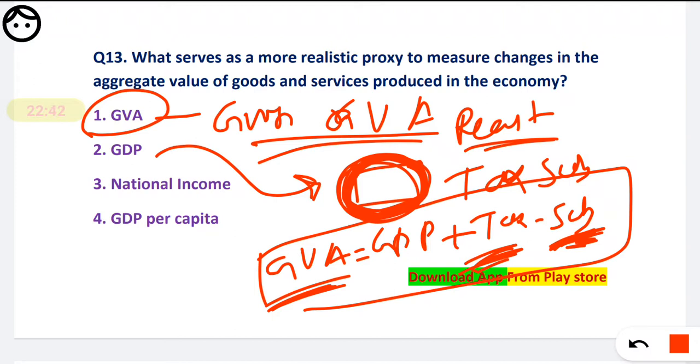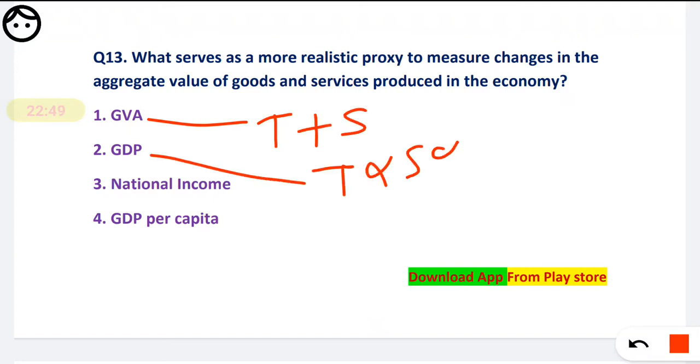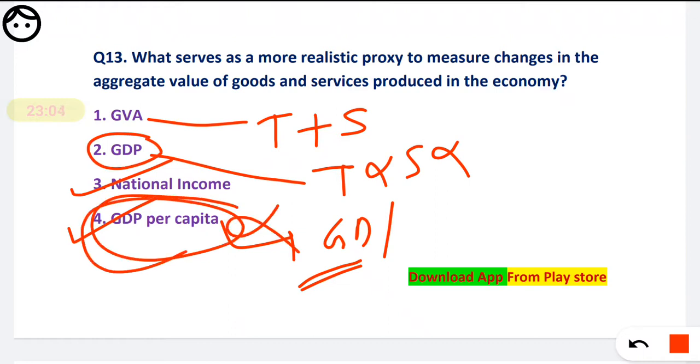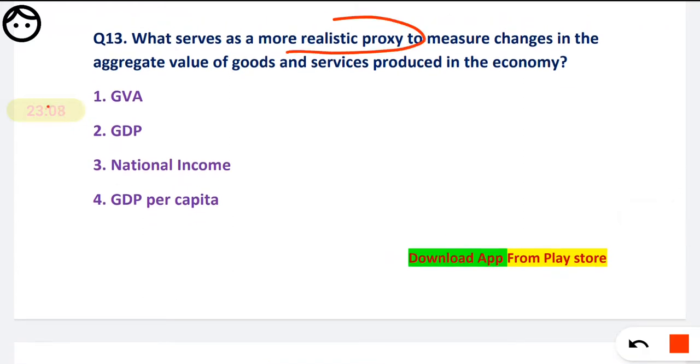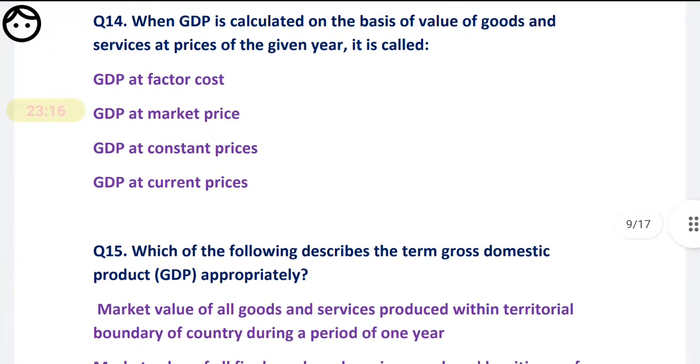So just remember here that in GVA we consider taxes and subsidies, but in GDP taxes and subsidies are not considered. National income and GDP per capita don't give exact information about individual income, and GDP per capita is not considering the taxes and subsidies. So why do we mark GVA? Because it is the most realistic, since it considers the taxes and subsidies. So just remember that. Now question number 14.